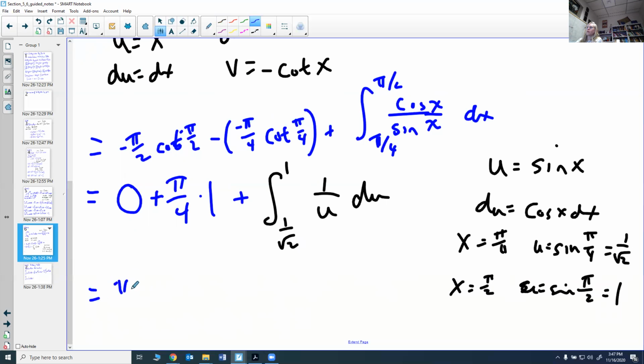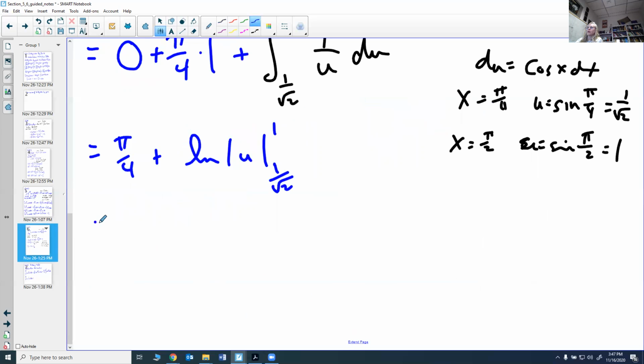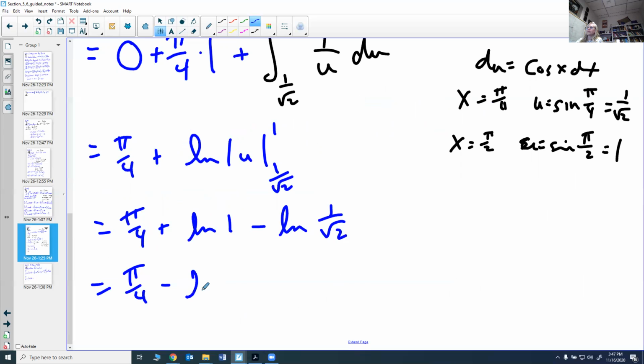So I have pi fourths plus the integral of 1 over u, which is the natural log of the absolute value of u. I'm going to evaluate that from 1 over the square root of 2 to 1. So we get pi fourths plus the natural log of 1 minus the natural log of 1 over the square root of 2. So that gives me pi fourths minus the natural log of 1 over the square root of 2. And there's my answer.